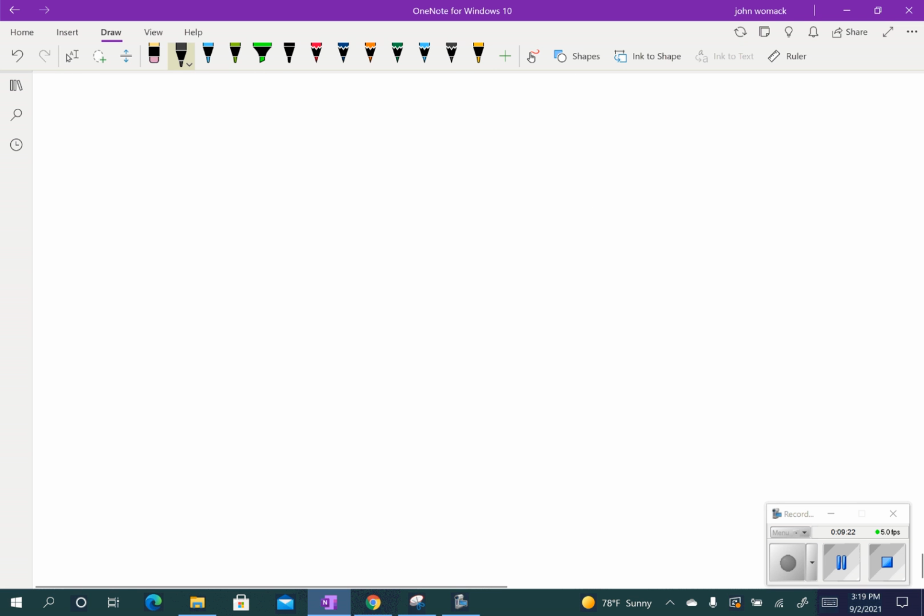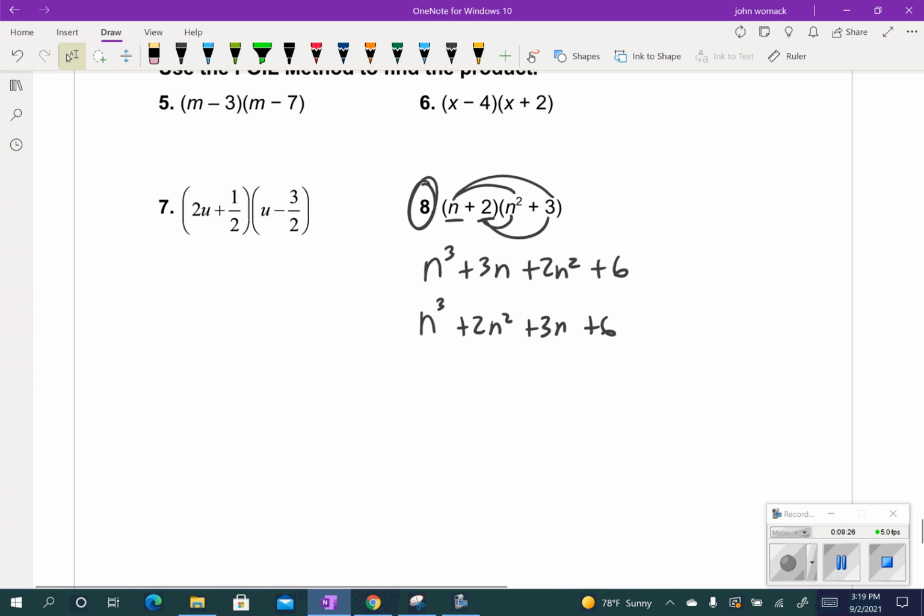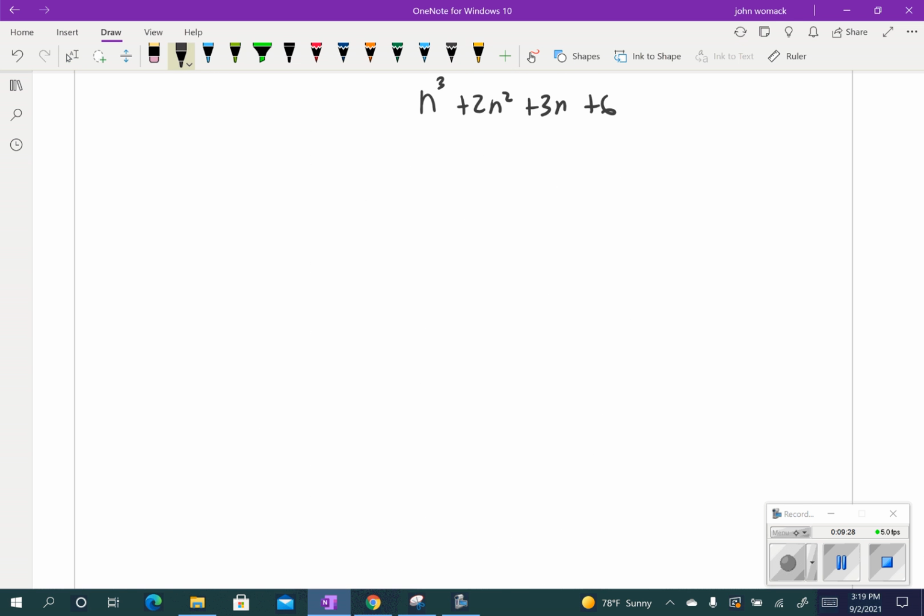Sometimes it isn't just a binomial times a binomial. I'll write one down. So let's say I have x plus 2 times x squared minus 3x plus 5. So now I have a binomial times a trinomial. But we just approach it the same way. I just start with my first term, and I just have to distribute all the way through.